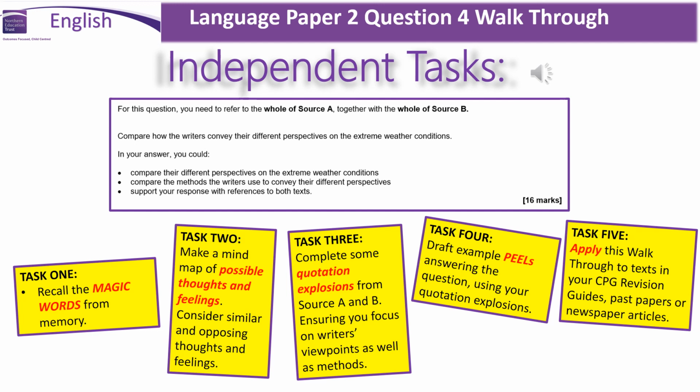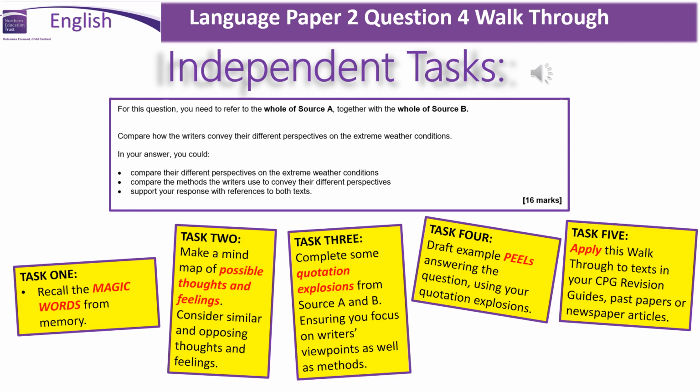Complete some quotation explosions from source A and source B. Rewind this video, pause them on the different sources, copy out your quotations that you think show a viewpoint, and explode them. Zoom in on keywords and phrases. What do certain language features or phrases or words tell you what the writer is thinking? Task 4. Draft some example PEELs answering the question. Use mine as a model, but then think about how the writer in source A at the end is really worried about people dying, whereas the writer in source B is worried about his beard freezing and getting a headache.